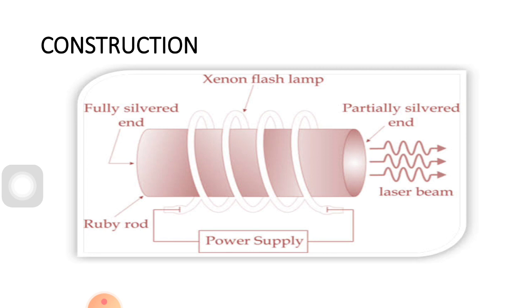Construction. The rod is called a ruby rod, and the spring type of rolled pipe is called a xenon flash lamp. One side of the rod is fully silvered, and the other side is partially silvered. And the xenon flash lamp is connected to the power supply.